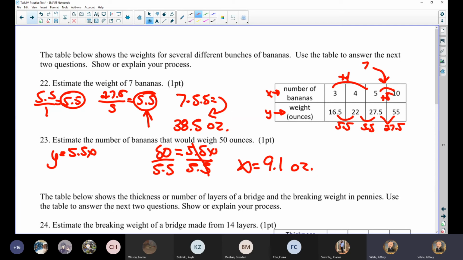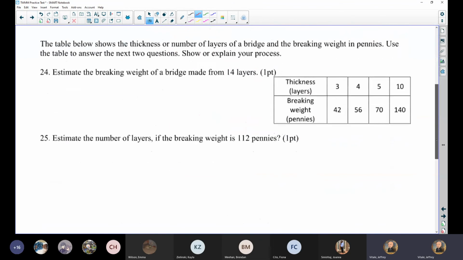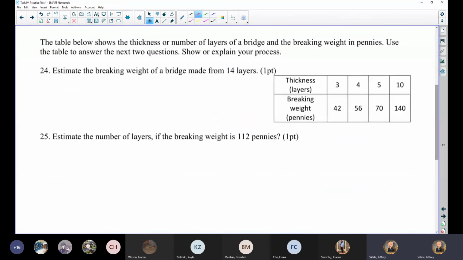Because again, it doesn't tell you the y-intercept, but you know just from real life, if you don't have anything to weigh, it doesn't weigh anything, right? I mean, that's just common sense. All right, let's go to the last one. The table shows the thickness or number of layers of a bridge and the breaking weight in pennies. So we're going to use this table to answer the next 2 questions.